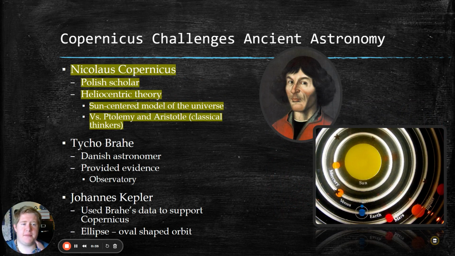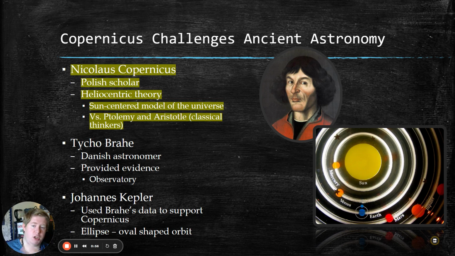Well, there's a lot when it comes to astronomy first. Nicholas Copernicus, a Polish scholar, published the idea of a heliocentric theory where the sun was the center of the universe. Prior to this, classical thinkers Ptolemy and Aristotle thought the Earth was the center of our solar system. It's not. The sun is the center.